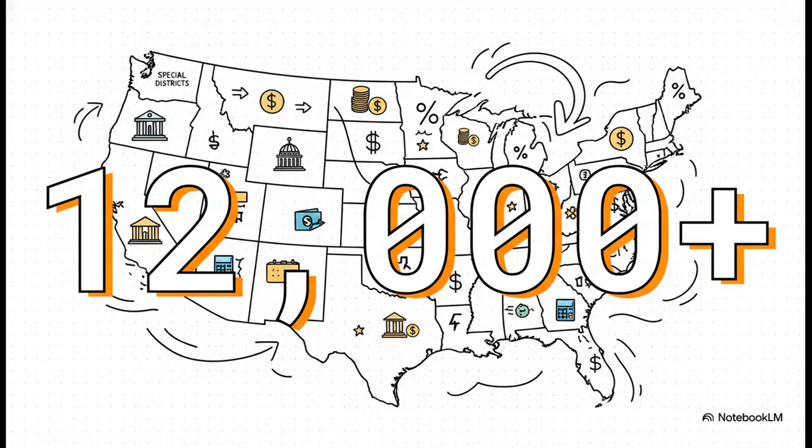Here's the reason for all the chaos: 12,000. And no, that is not a typo. In the United States, there are over 12,000 different sales tax jurisdictions. You've got states, counties, cities, even special little districts for things like stadiums or public transport. And every single one can have its own rules and its own rates. That right there is the root of all this complexity.